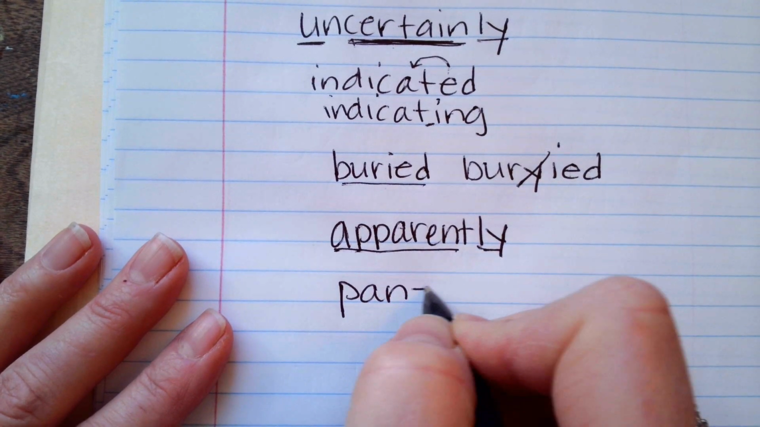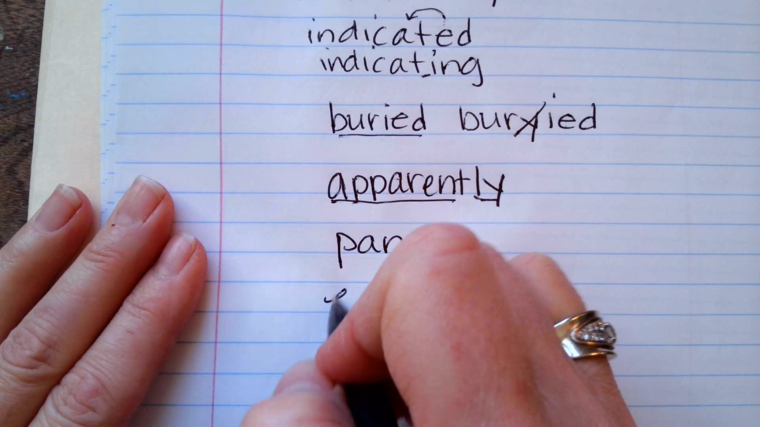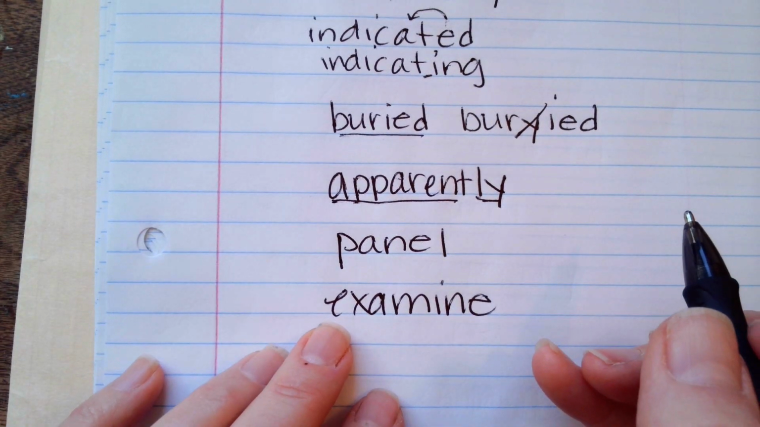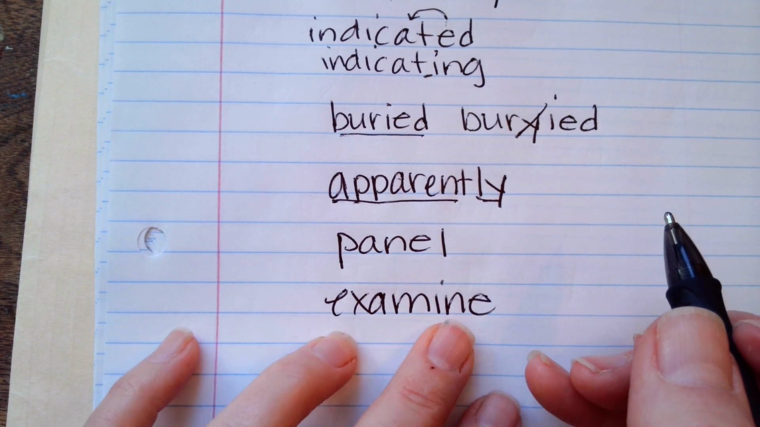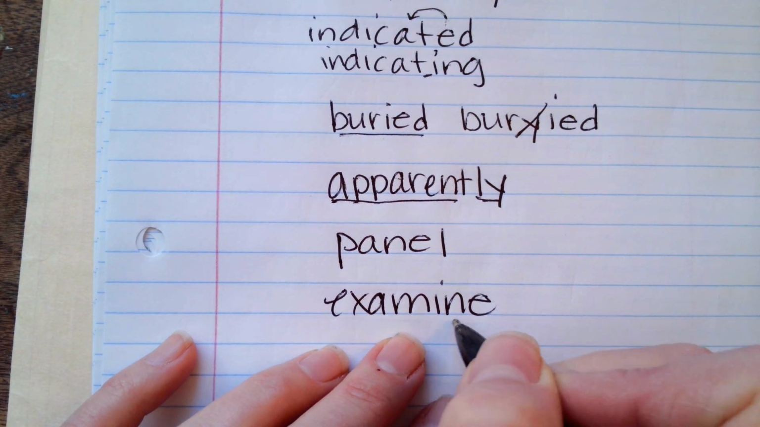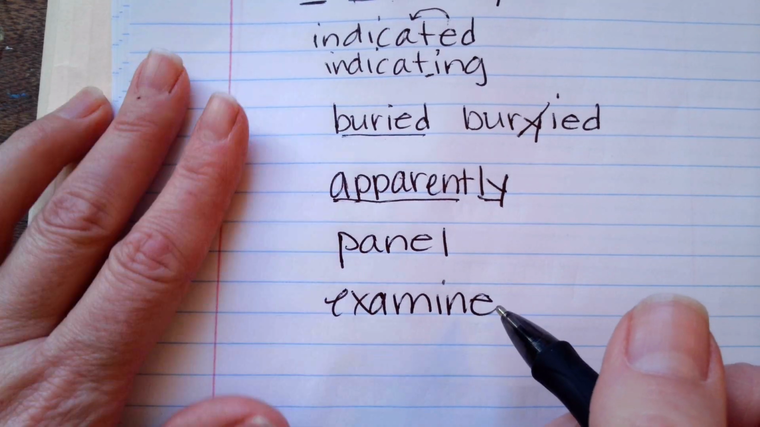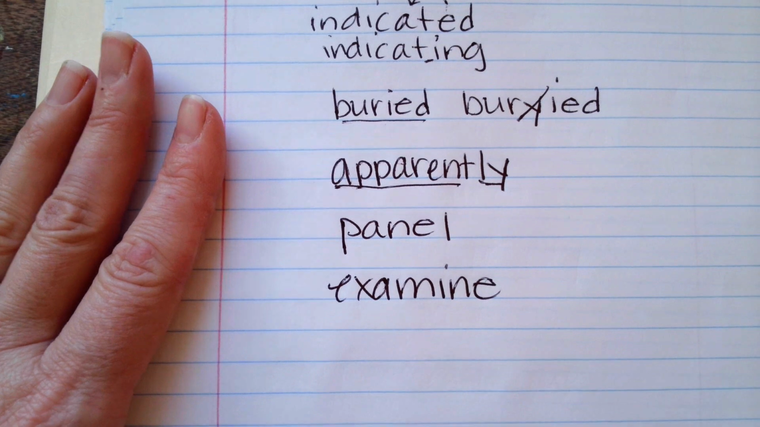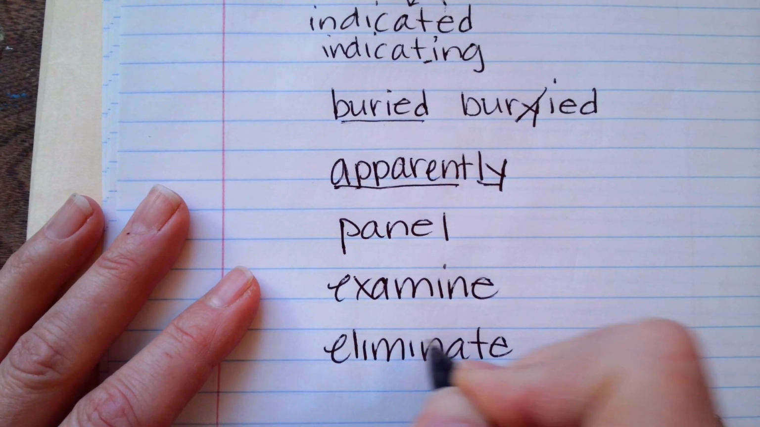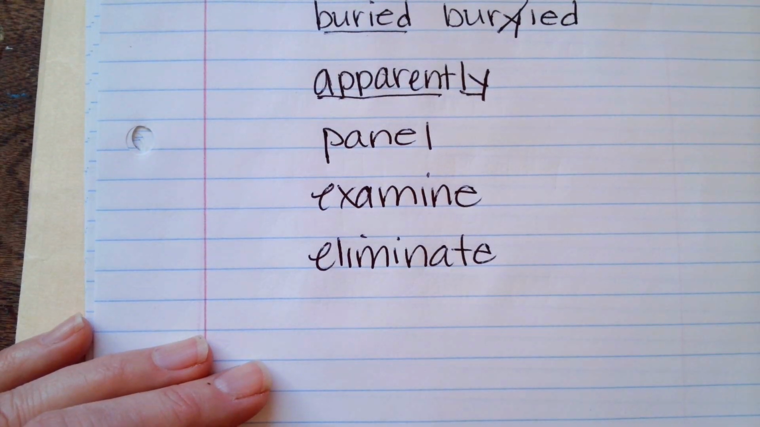Here's the next word that you missed, panel, and then examine. So this one makes sense. Examine, almost. So we say examine, examine. What word do we know that is true? Examine. This word is the E makes the A say its name, and it's eliminate.